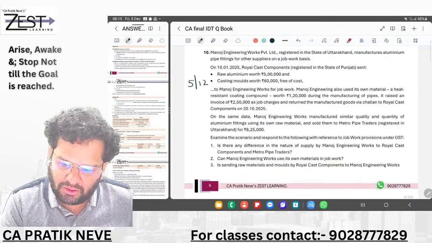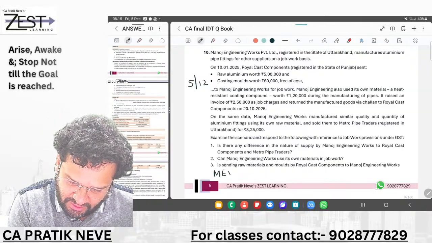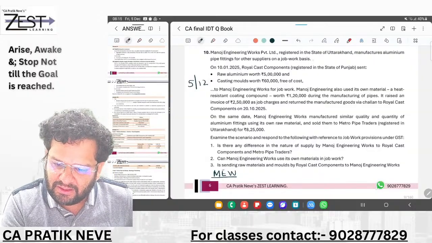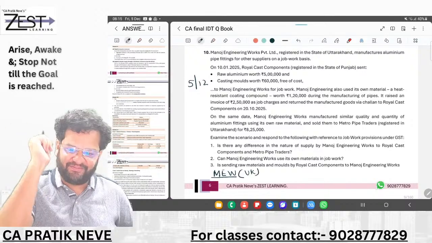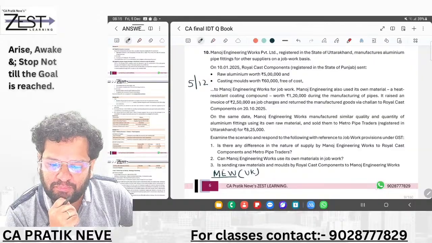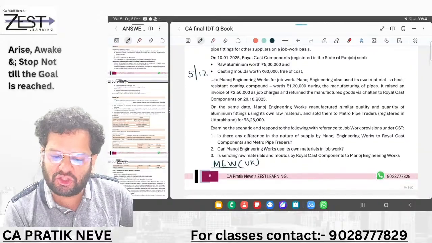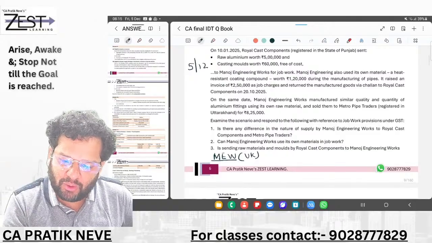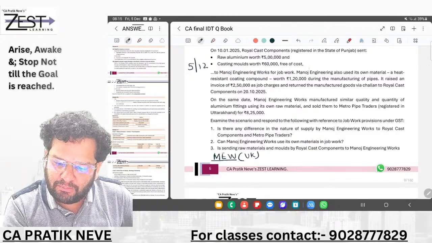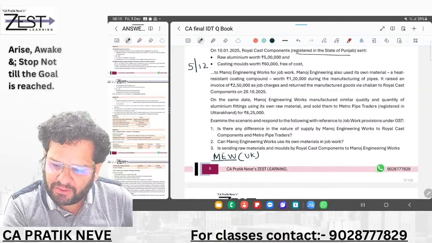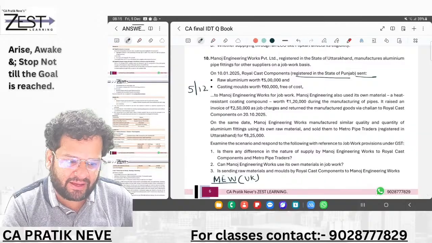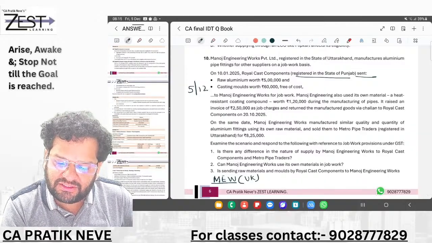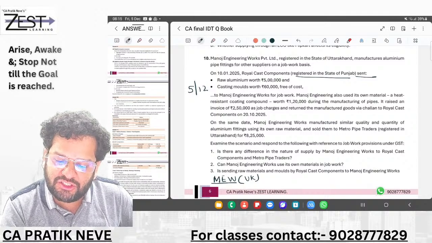Manoj Engineering Works, MEW, registered in the state of Uttarakhand, UK, manufactures aluminium pipe for other suppliers on job work basis. On 10/1/25, Royal Cast Components, registered in the state of Punjab, sent raw aluminium worth 5 lakh and casting molds worth 60,000 free of cost to Manoj Engineering Works for job work.